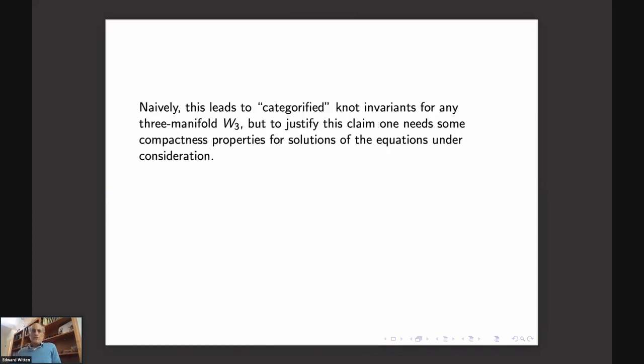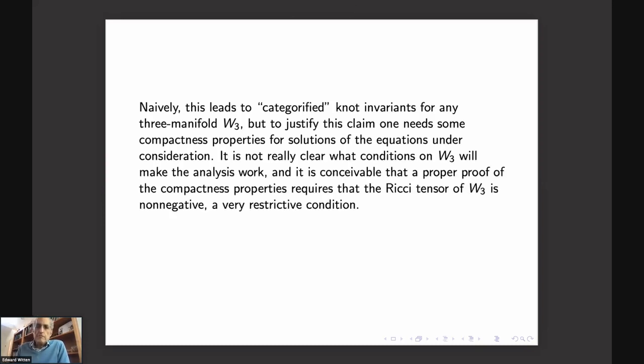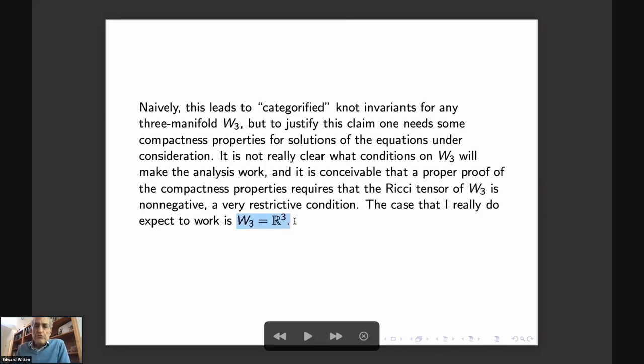So naively, this leads to categorified knot invariants for any 3 manifold W3. But to justify this claim, you need some compactness properties for solutions of the equations under consideration. It's not really clear what conditions on W3 you need, and it's conceivable that a proper proof will require the Ricci tensor to be non-negative, which is a very strong condition. The case that on physical grounds one would really expect to work is the basic case of R3, which is hopefully associated to the usual Khovanov homology and its generalization to other knots, other groups and representations.